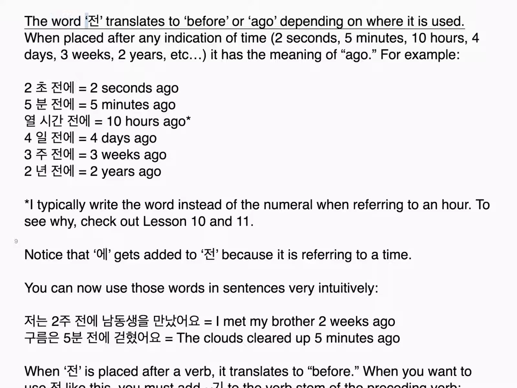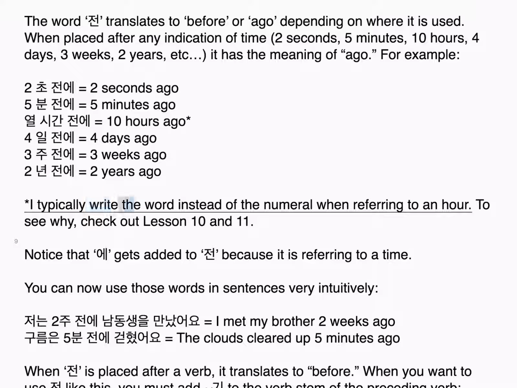Before, ago. 전. The word 전 translates to before or ago depending on where it is used. When placed after any indication of time, 2 seconds, 5 minutes, 10 hours, 4 days, 3 weeks, 2 years, etc., it has the meaning of ago. For example, 2초 전에, 2 seconds ago. 5분 전에, 5 minutes ago. 10시간 전에, 10 hours ago. 4일 전에, 4 days ago. 3주 전에, 3 weeks ago. 2년 전에, 2 years ago.